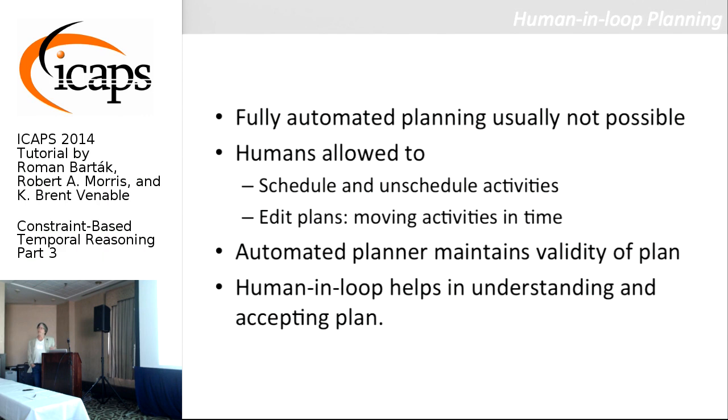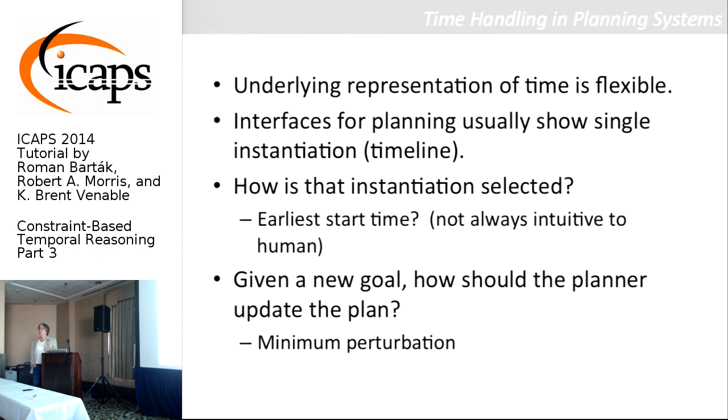It's used usually in the process of validating choices that humans make, rather than automating the process of planning, validating or verifying the choices that humans make. There are advantages of the human being in the loop, which helps in the understanding and the accepting of the plan. The reason I mention these things is because there are certain issues that arise when you have flexible representations of time, like we've been talking about. The graphical representations of time are flexible. And the underlying representation of time in simple temporal networks or any of these other networks is flexible. You have a range of times that you're allowed to use.